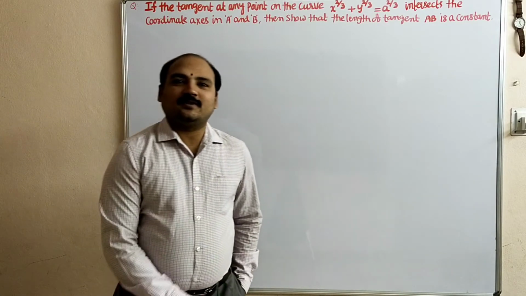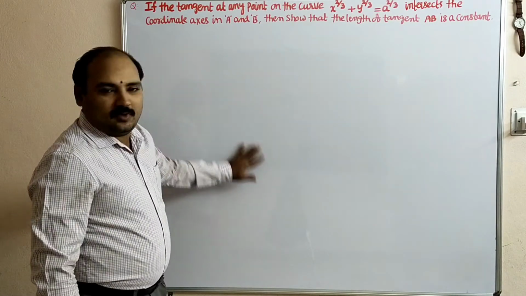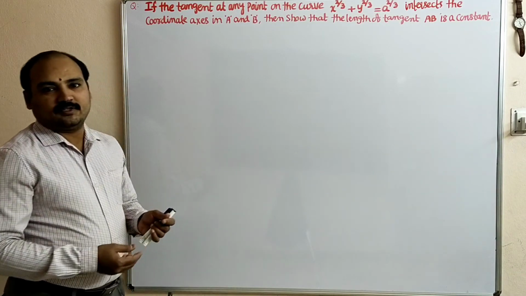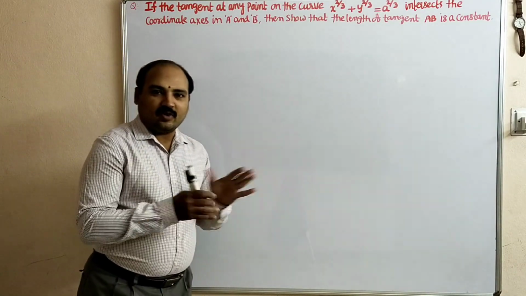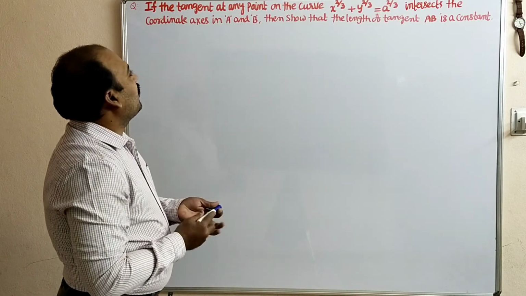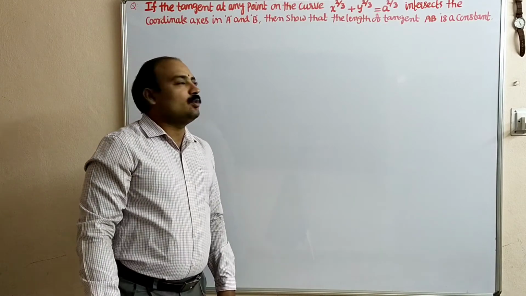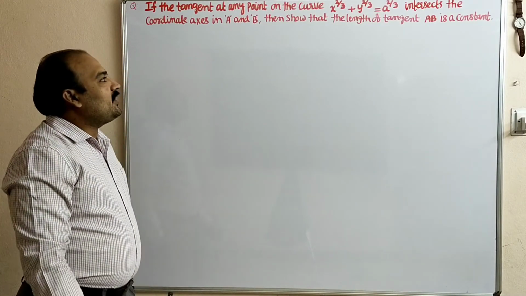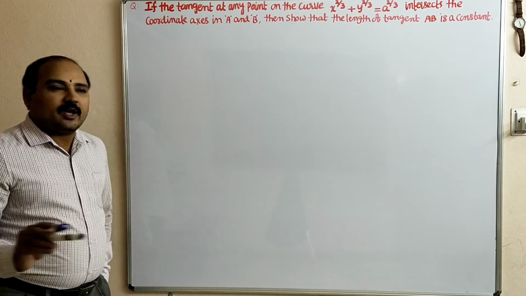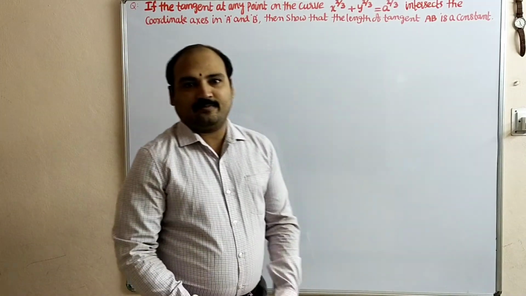Hello dear students, this is the second method of solving this problem. In method 1 I explained, and in the second method, whichever method is easy for you, you can follow. Method 1 versus method 2. See here, if the tangent at any point on the curve x power 2 by 3 plus y power 2 by 3 equal to a power 2 by 3 intersects the coordinate axes in A and B, then show that the length of tangent AB is a constant.